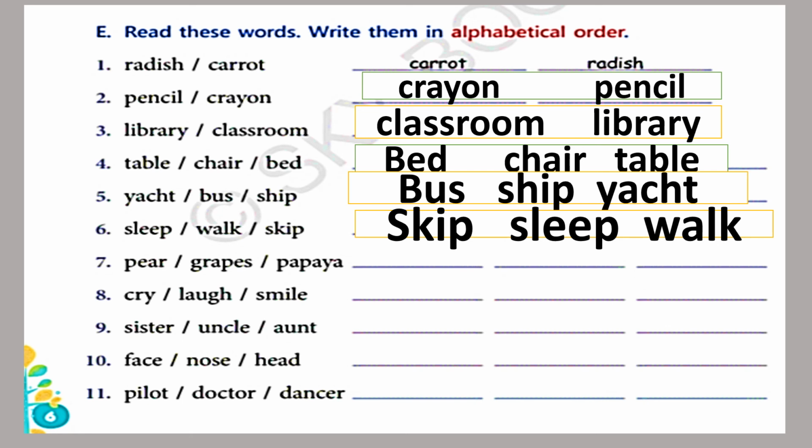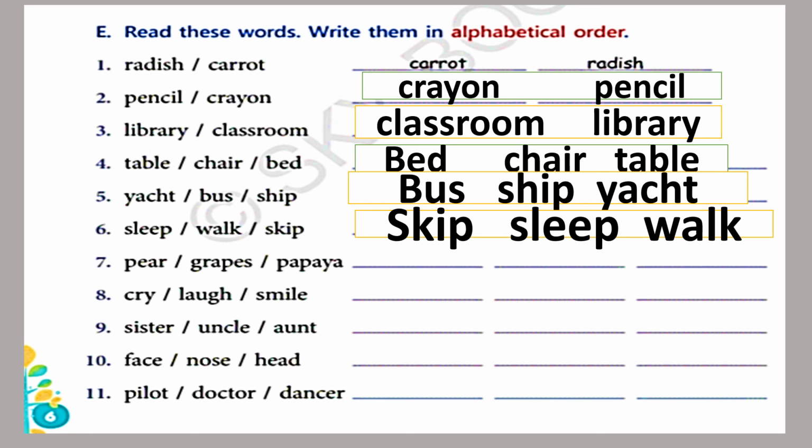The third one is library, classroom. Again, C comes first. Classroom, library. Now in the fourth, there are 3. Table, chair, bed. So we are going to do in ABCD order. So B comes first, then C, and then T. So bed, chair, table. In the fifth one, yacht, bus, ship. So again we have to go alphabetical order. So first one will be bus, ship, and then yacht.